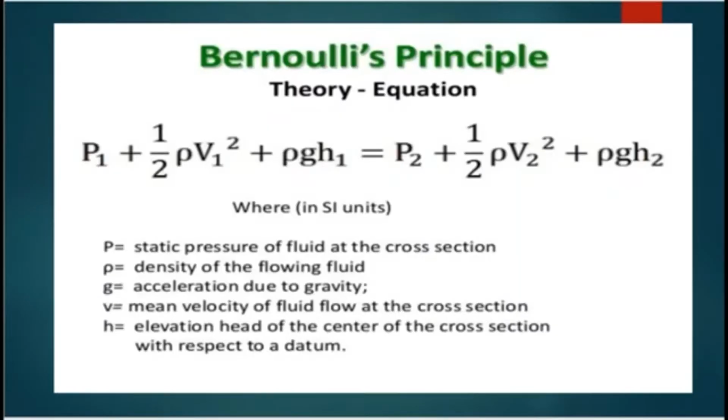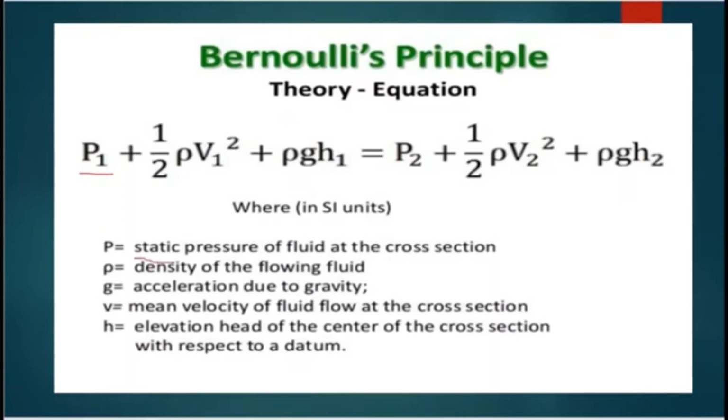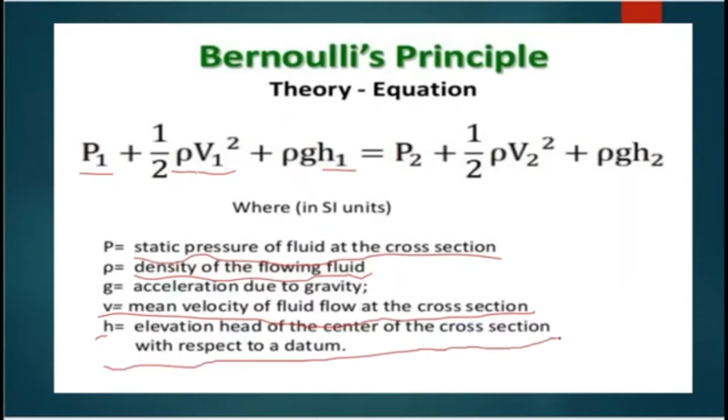To understand more of that problem, here we have the P1. P1 here is the static pressure of the fluid at the cross-section. This one is the density of the flowing fluid. V1, it is the velocity of the fluid at the cross-section. H is the height or the elevation of the object where the fluid will be put.